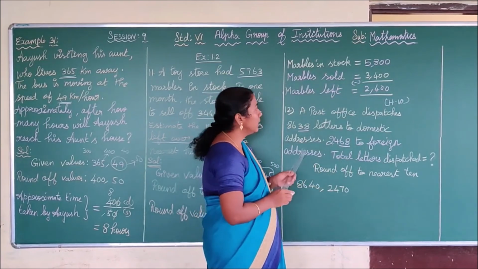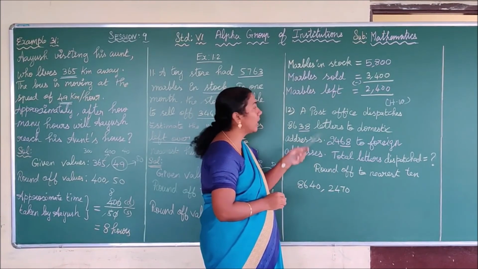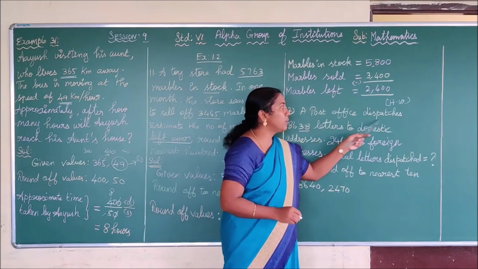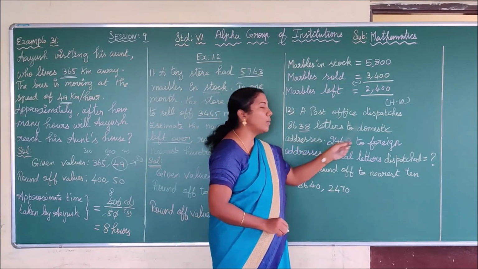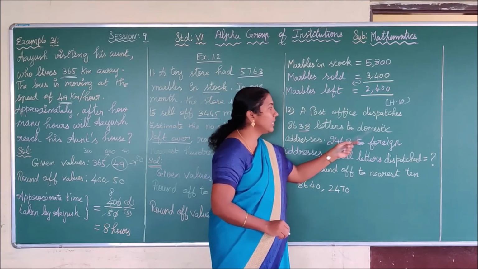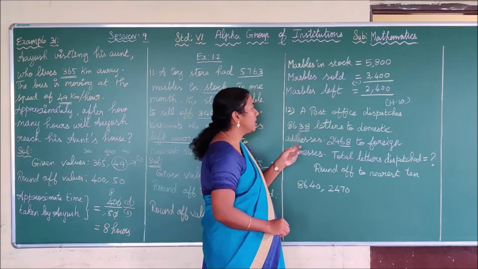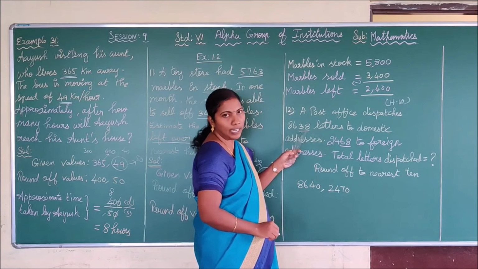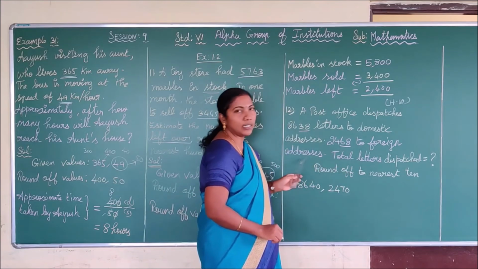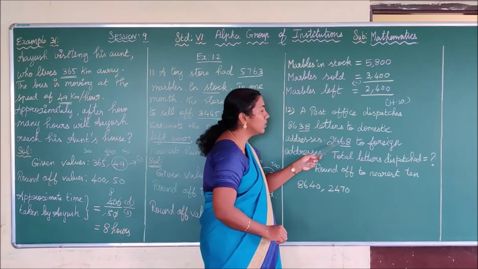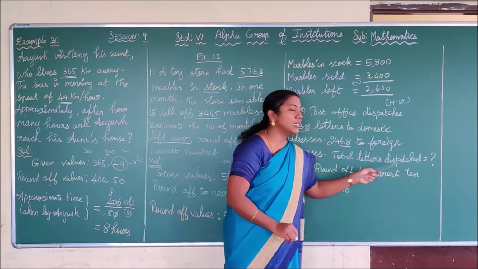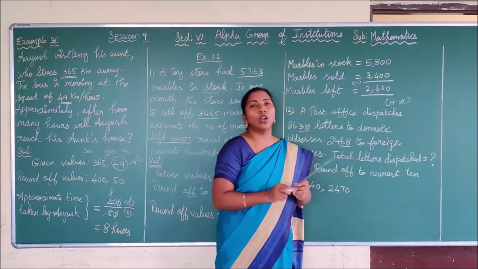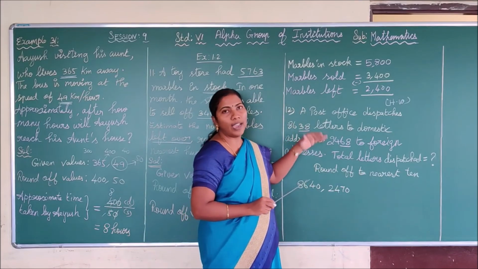Okay. See, this is your homework sum, the 12th sum, a very easy sum. A post office dispatches 8,638 letters to domestic addresses. For the domestic addresses, they are dispatching 8,638 letters, and to the foreign addresses, they are dispatching 2,468. And the question is, find the total number of letters dispatched by the post office. Total means what you have to do? You have to add the given values.